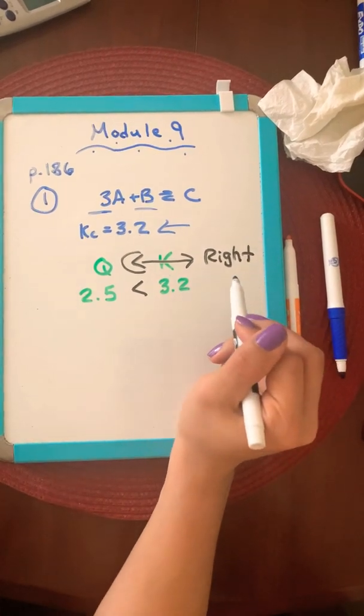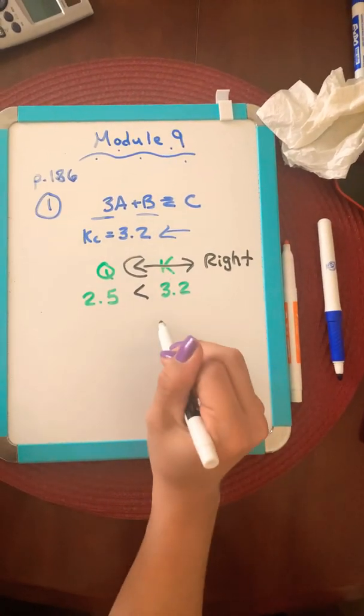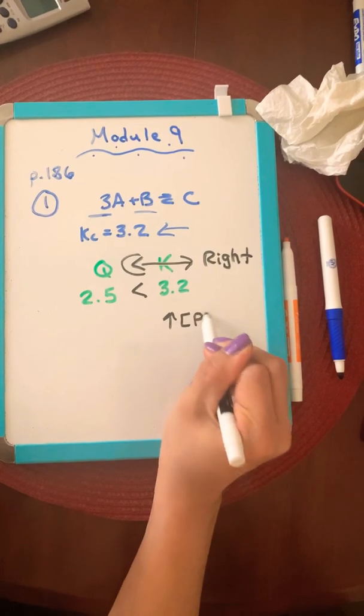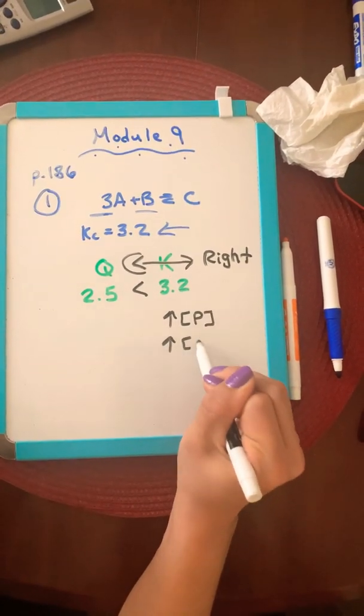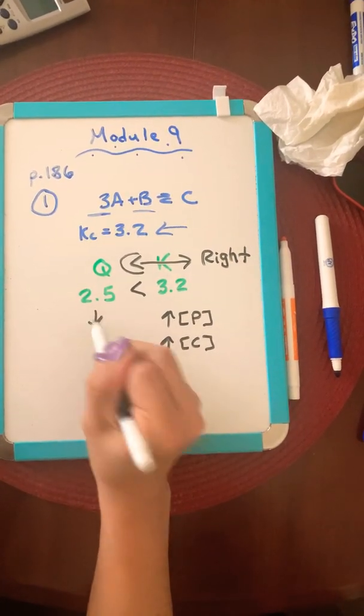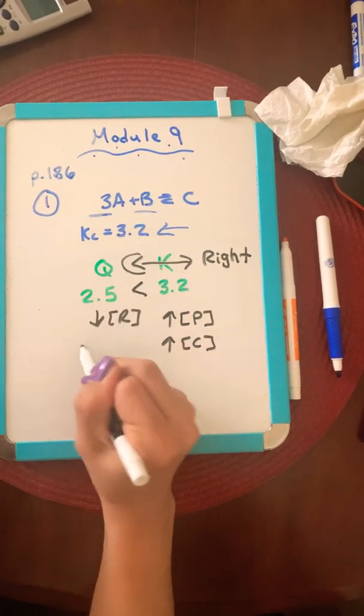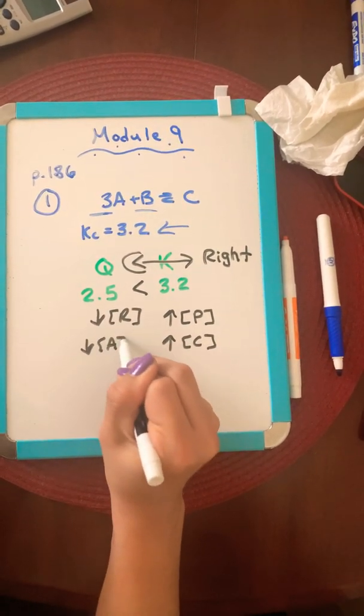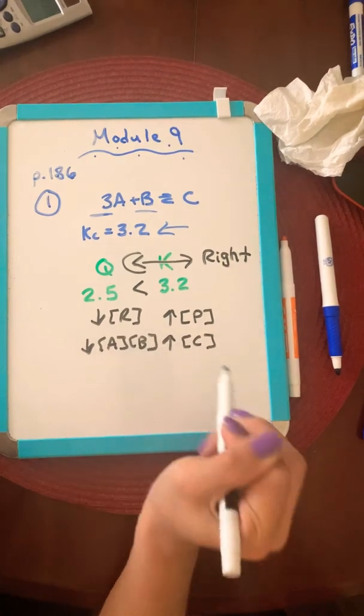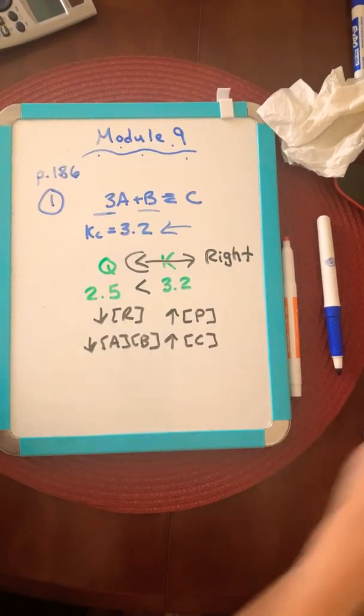Remember, when we're shifting to the right, that means we're going to be increasing products. So in this case, we're going to be increasing the concentration of C while decreasing the reagents, which in this case is decreasing A and B altogether. So that should be your answer.